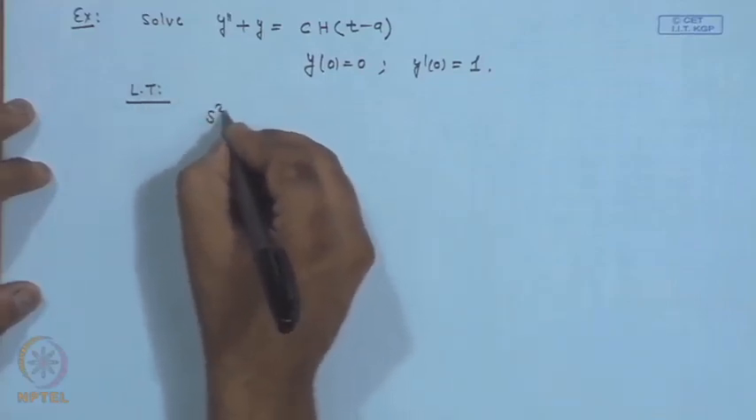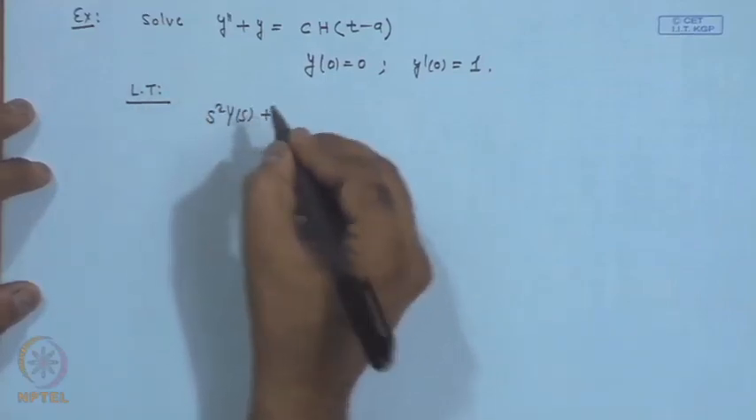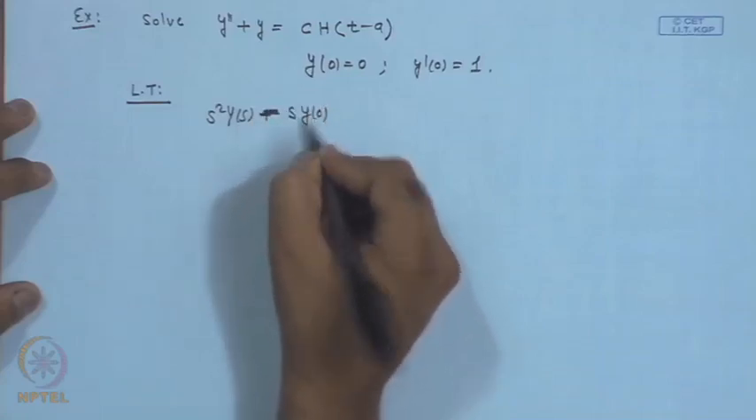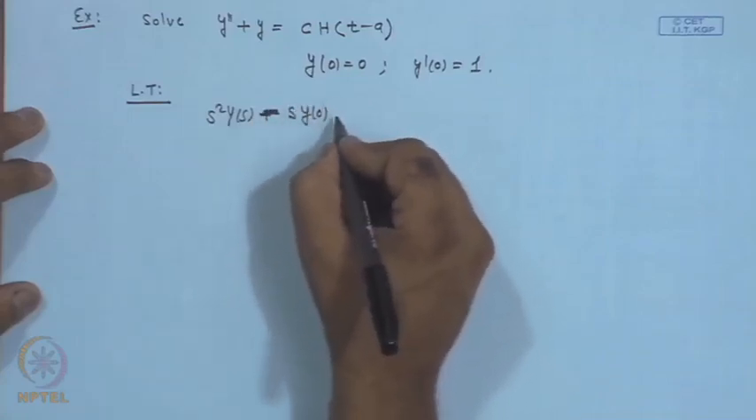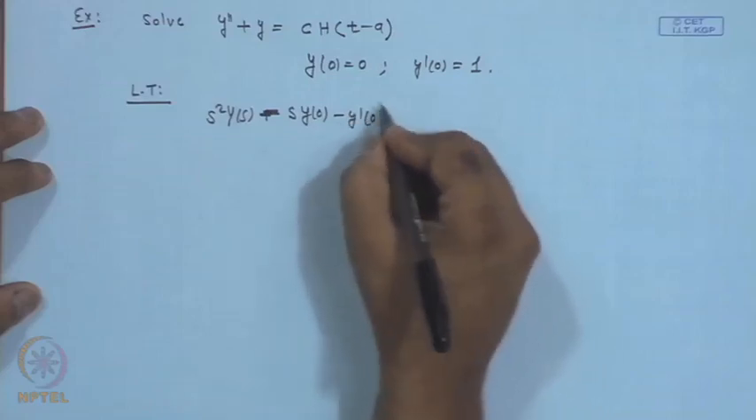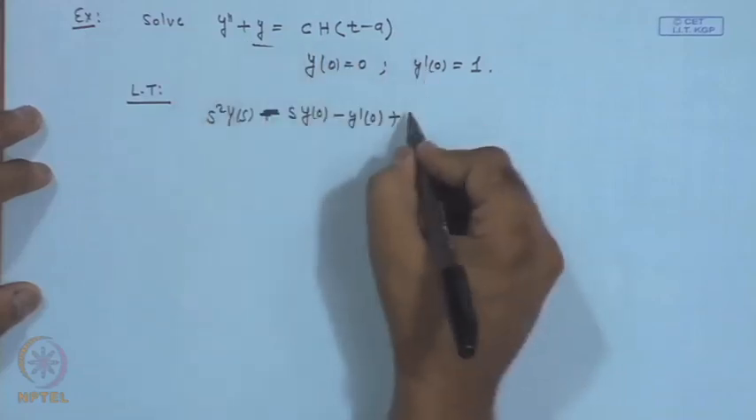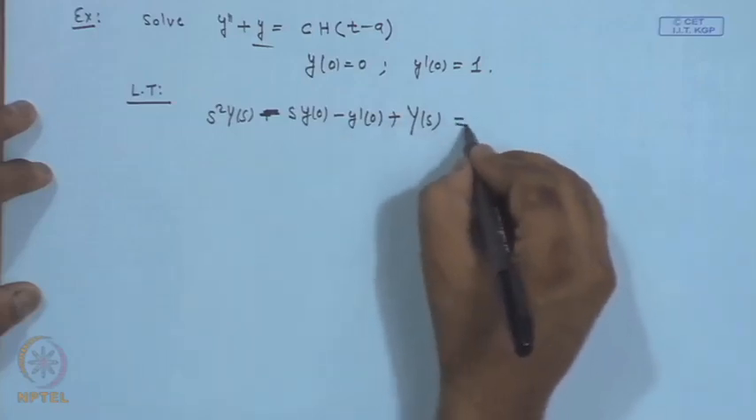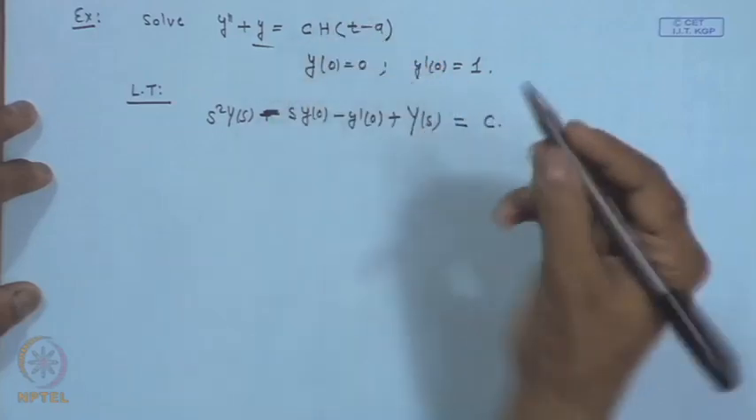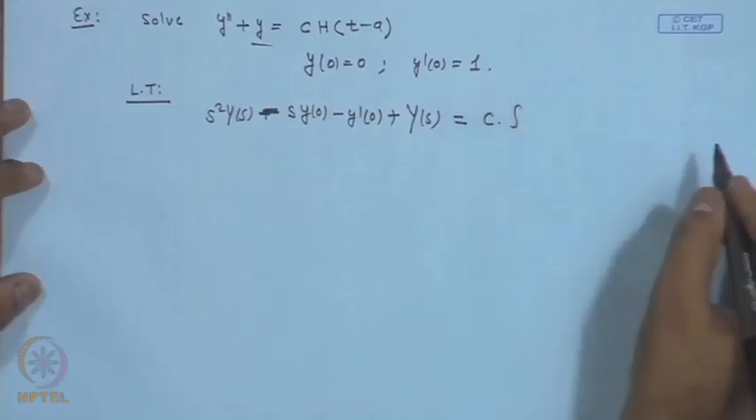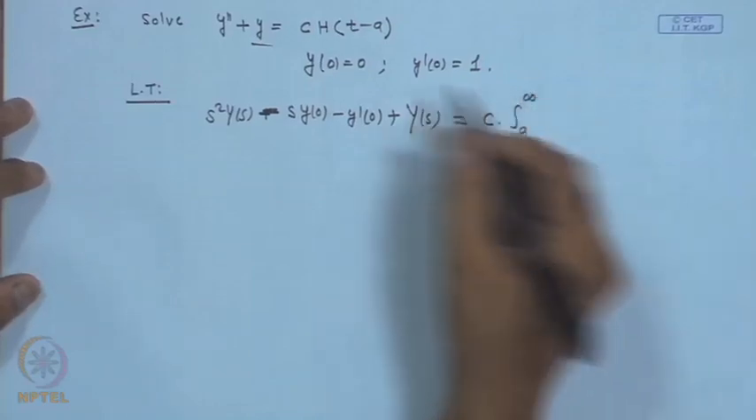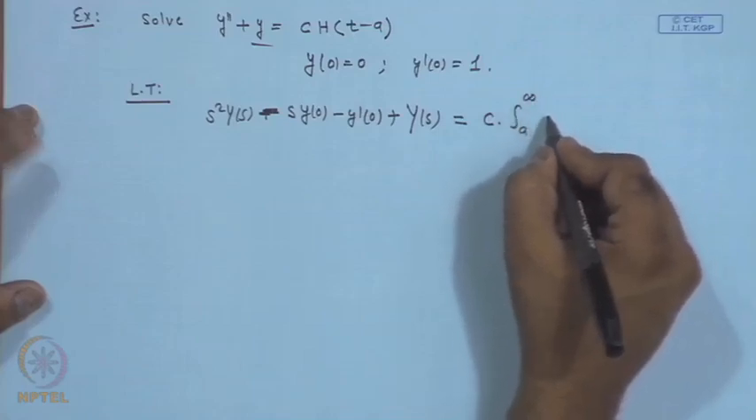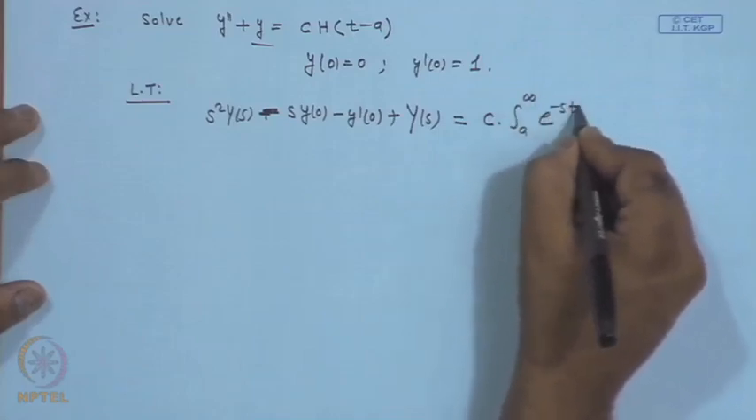So, we have s square Y(s) minus s y(0) minus y prime 0, plus Y(s), the Laplace transform of y, and then we have c times the Laplace transform of this, which I can directly write from the basic definition. Since this is defined for t greater than a only, it is the integral from a to infinity of e power minus s t dt.